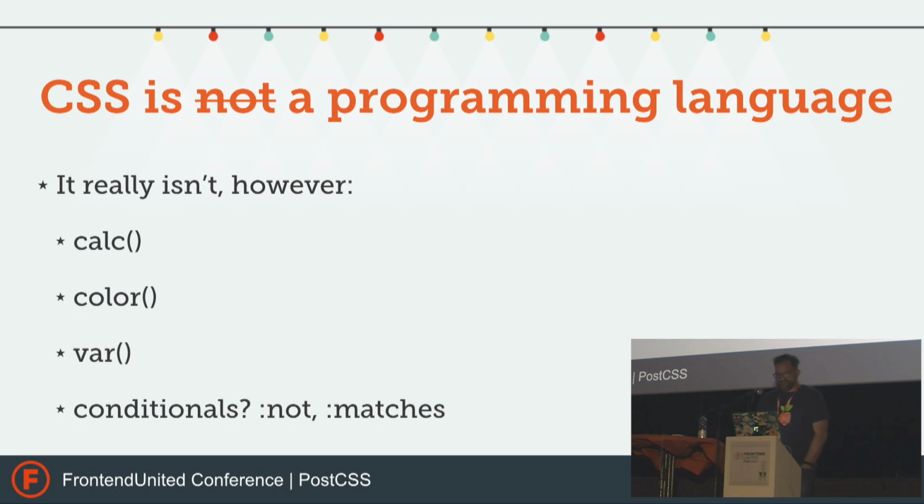So there's a calc function, there's a color function, there's a function to evaluate those variables. We kind of have stuff that is conditionals, like not and matches. So let's see what happens in the future if we stay at the place where we are, where we have more descriptive language, or if it will evolve into a programming language. I don't know, but that's a topic for another talk.